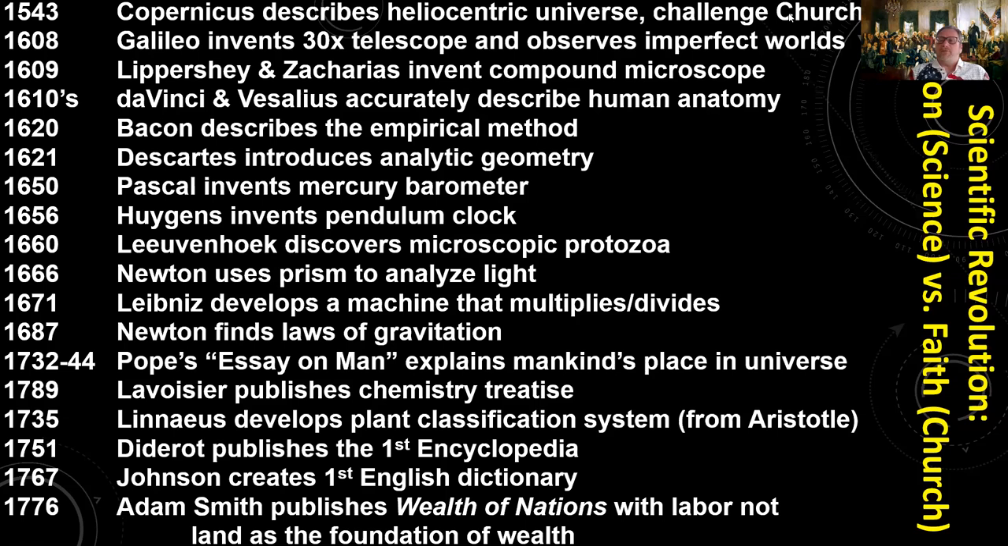We're going to have Diderot publish the first encyclopedia out of a coffee shop, categorizing all sorts of human knowledge from A to Z. We're going to have Johnson creating the first English dictionary. So now we have a resource to go to when we don't understand a word, not knowing whether it's made up or whether it's a new piece of speech or figure of speech. And finally, we're going to have Adam Smith, 1776, the year of our founding, publishing The Wealth of Nations with labor and not land as the foundation of wealth, leading us into the capitalist stretch, which has allowed America, at least in the last 50, 60 years, to really become one of the world's superpowers.